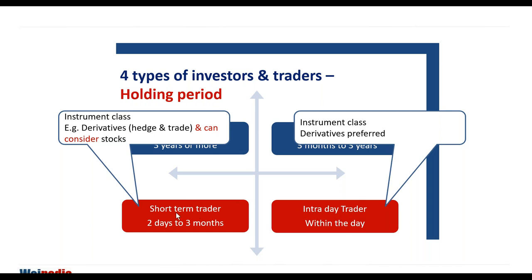Now, short-term trading means that I have a view now. I'm going to make a purchase or sell short, but I'm not going to hold it for more than 3 months. It's between 2 days to 3 months. That's what we explained in part one.